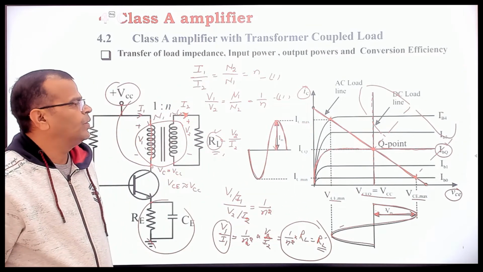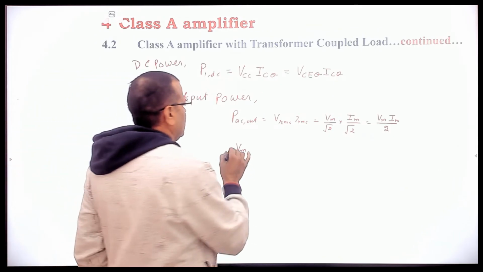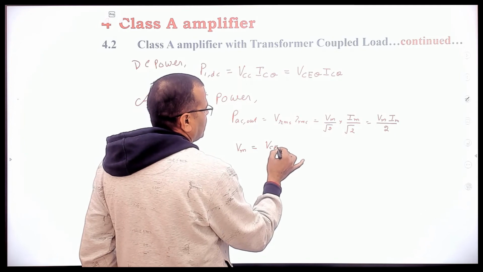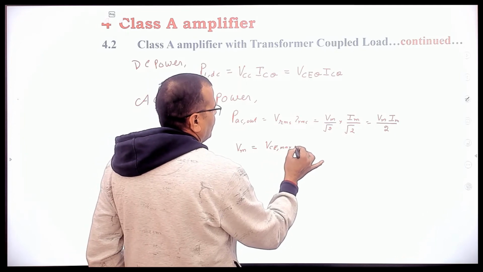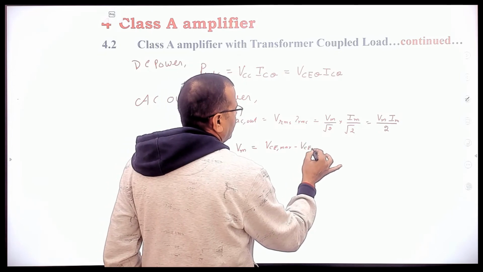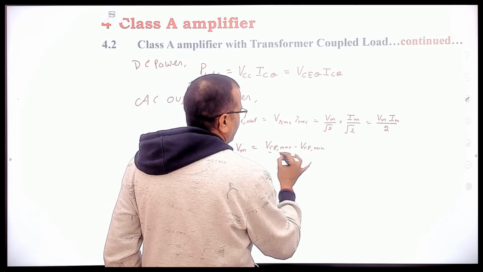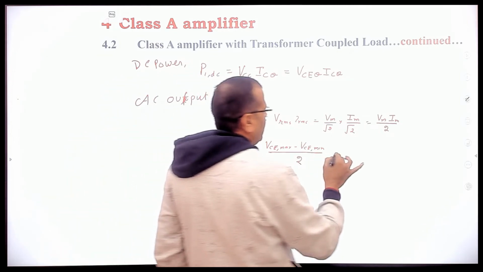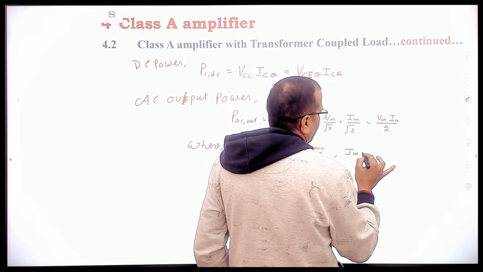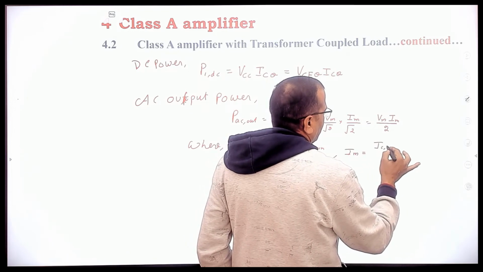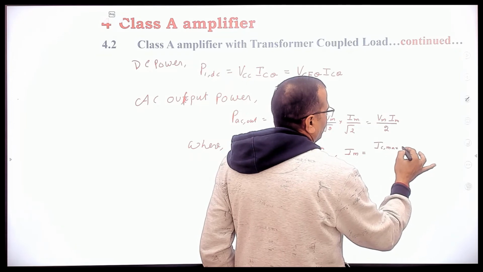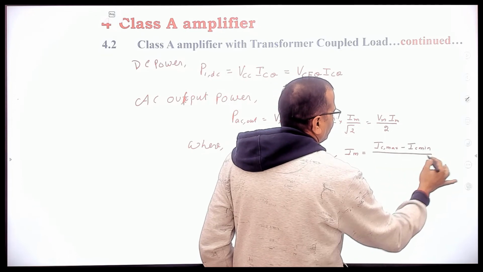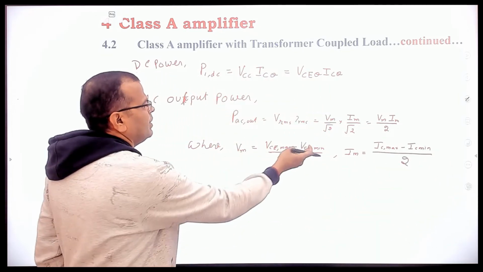Right? So you can write that Vm is VCE maximum value minus VCE minimum value divided by 2, right? Similarly, peak current Im will be equal to IC maximum minus IC minimum by 2, right? Or I can put these values here.